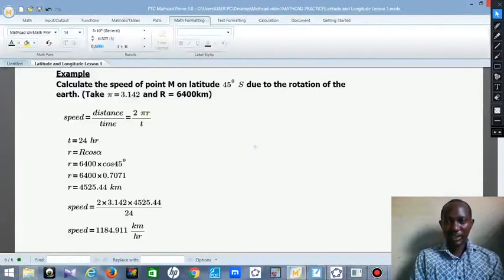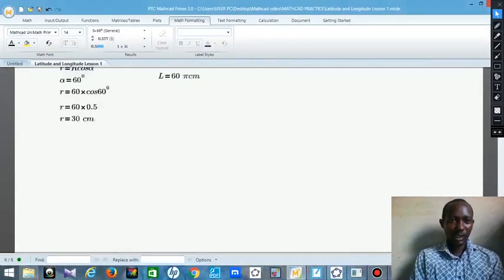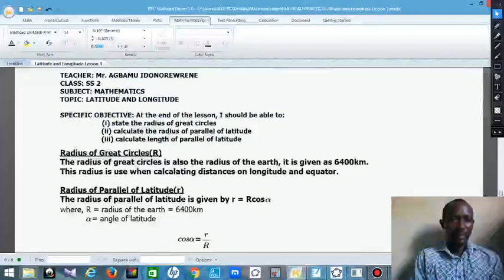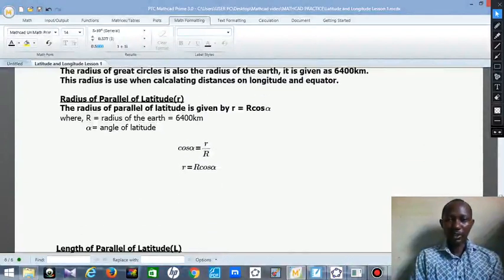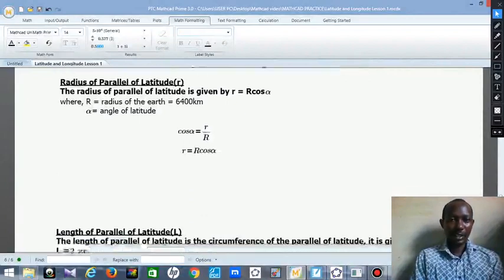I think you enjoyed this class. Let me just revise what we did today. We started by saying the radius of the earth is 6,400 kilometers. Then the radius of a parallel of latitude is given as small r, which is capital R, the radius of the earth, 6,400 times cos alpha. This alpha must be given in all questions. That is the angle of latitude on which that parallel of latitude is located. We did the derivation of how we got it. You can go through the video again to understand it.